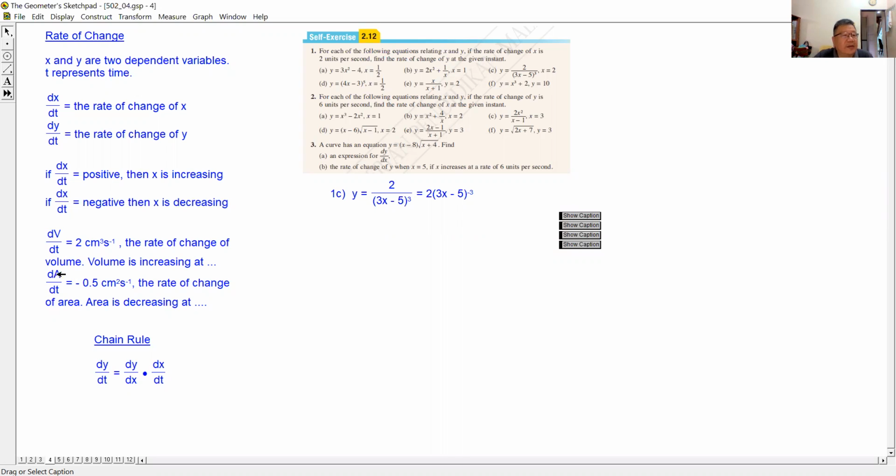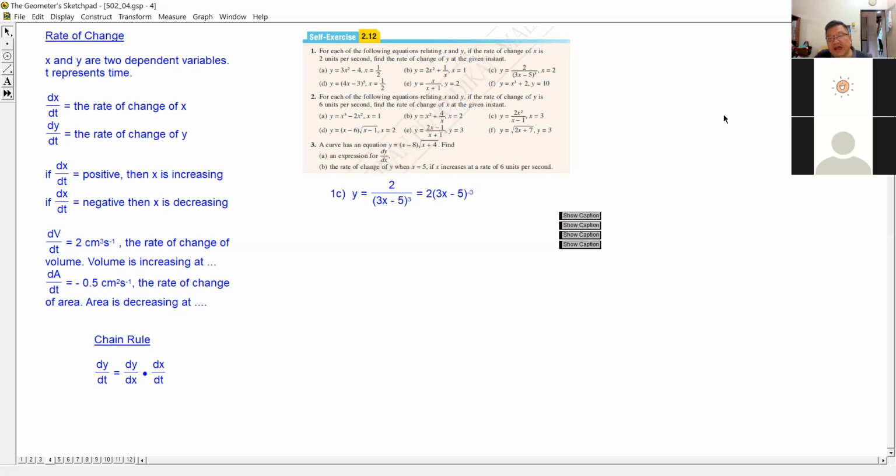Okay. Next, we look at this. dA/dt is negative 0.5 square centimeter per second. Look at the variables there, A and t. They represent area and time. So dA/dt is the rate of change of area. By now, automatically when you see the word rate, you should write down d something over dt. Don't wait for the question to tell you. The question will not tell you, so you have to know this.